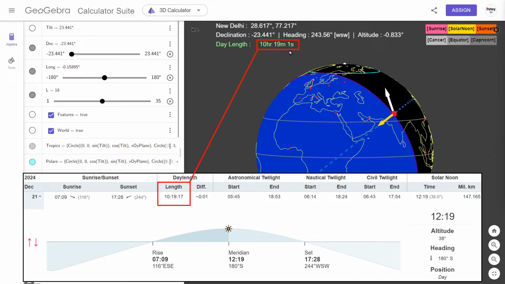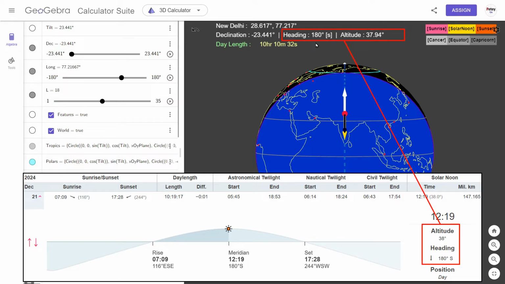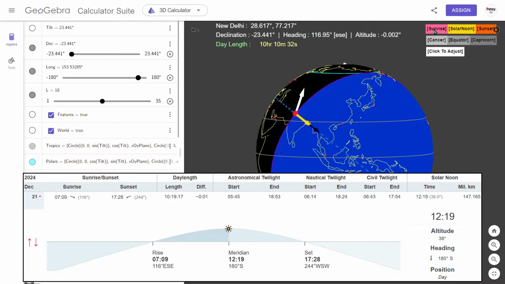That's 8 seconds either side. We have 244 heading here. They have 244 west southwest. Let's try solar noon. We have a heading of 180 south. So do they. Our altitude angle is 38 degrees, which matches theirs. And what else? Sunrise. Okay, 116 east southeast. Yeah, pretty good. 16 seconds out that one.